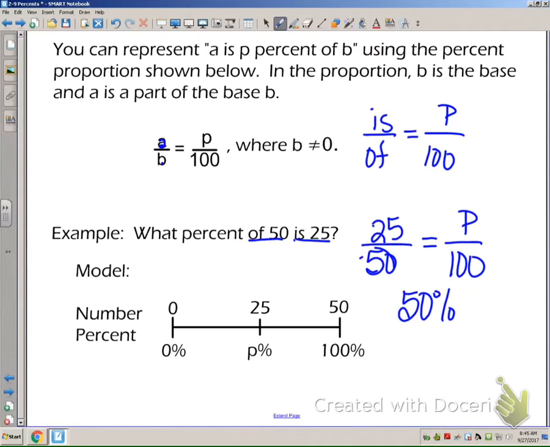And if you're more of a visual learner, you can look at this as, okay, this whole thing represents 50. So where does 25 fall at there? Well, it's exactly in the middle. So we know half of 100 is 50. Halfway between 0 and 100 would be 50%.